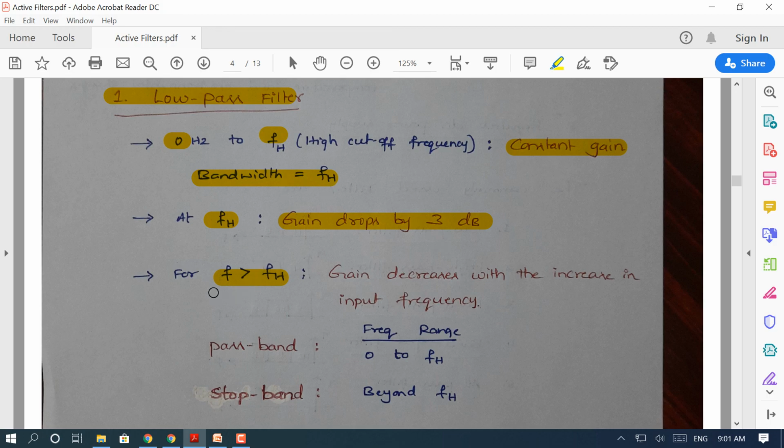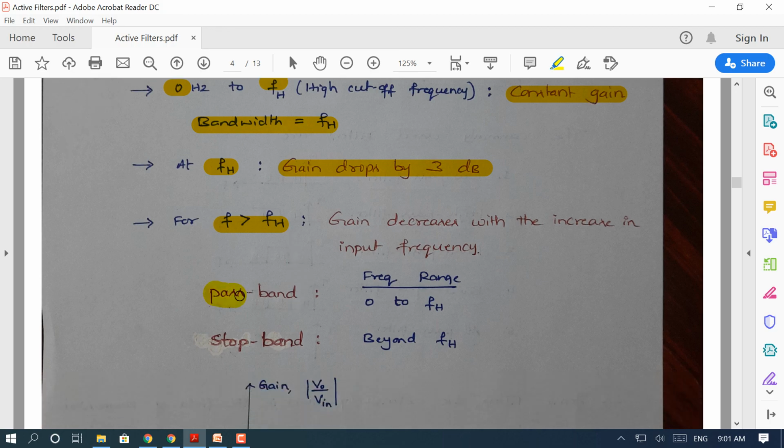For frequencies greater than this upper cutoff frequency, or high cutoff frequency, the gain decreases with the increase in frequency. If you try to increase the frequency beyond this fH, then such signals' gain will be decreased here. Therefore, the passband exists between the frequency range 0 to fH. Stop band exists beyond fH. Okay, so these are the two things we need to understand in the low pass filter.